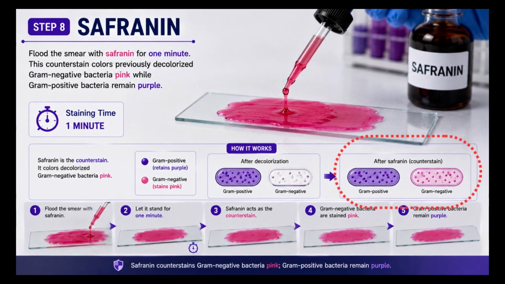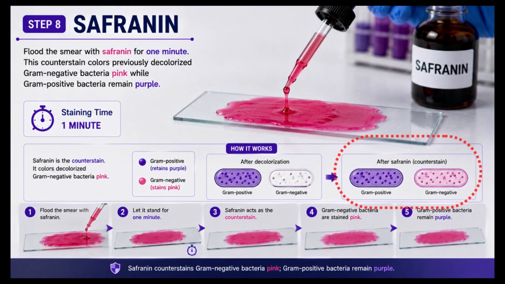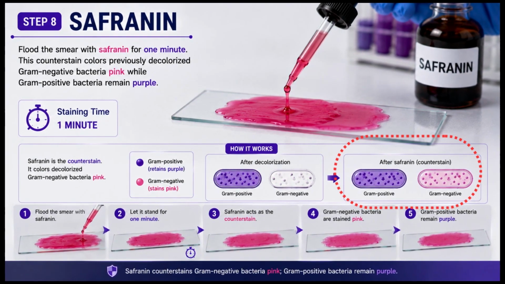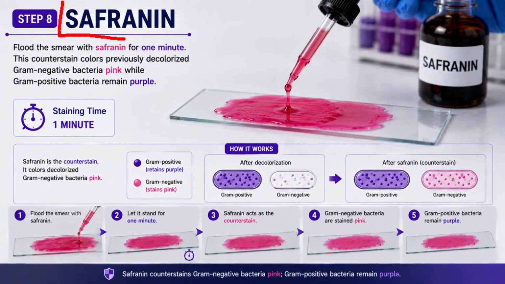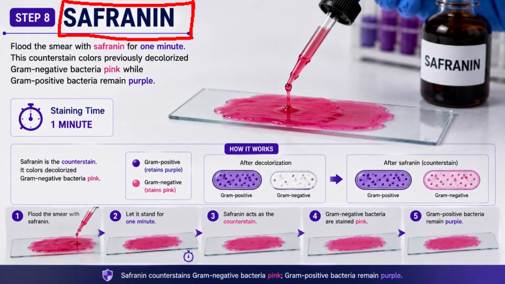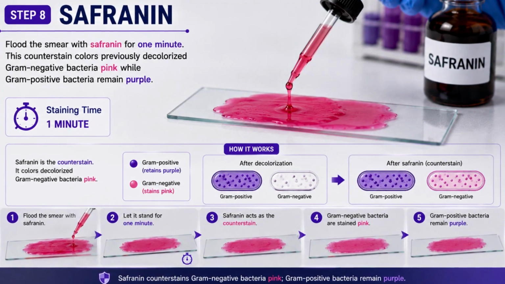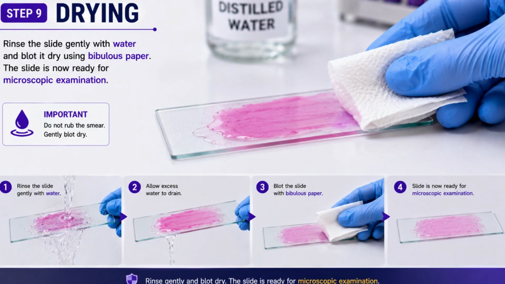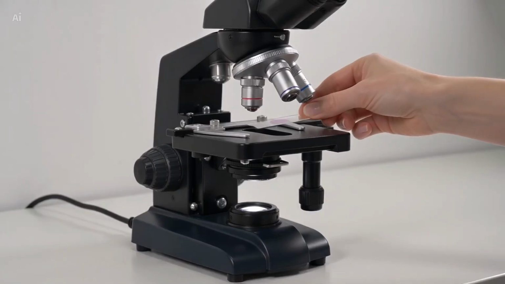Gram-positive bacteria, however, retain the crystal violet stain because of their thick peptidoglycan layer. Although safranine is applied to them as well, they remain purple because the dark crystal violet masks the pink color of safranine. Thus, safranine helps distinguish gram-negative bacteria from gram-positive bacteria. After 1 minute, rinse the slide gently with water. Blot the slide dry using bibulous paper. The slide is now ready for microscopic examination.